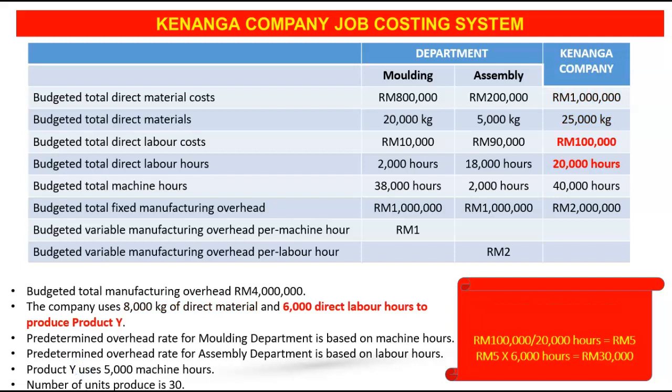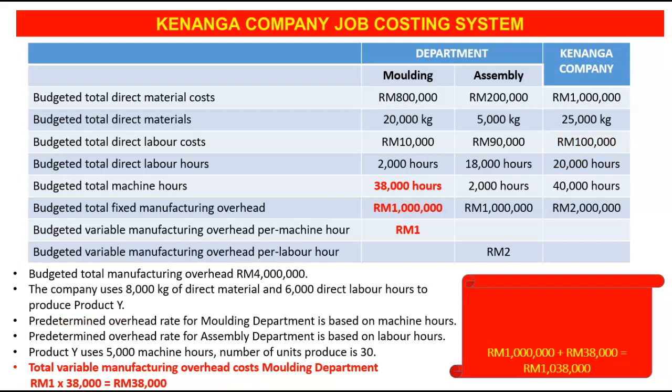The second step is to calculate direct labor cost. The budgeted total direct labor cost is RM100,000 and the budgeted total direct labor hours is 20,000 hours. So, the direct labor cost per hour is RM100,000 divided by 20,000 hours, you get RM5 per hour. From the information given, we know that the company uses 6,000 labor hours to produce product Y. So, the direct labor cost for product Y is RM5 times 6,000 hours, you get RM30,000.